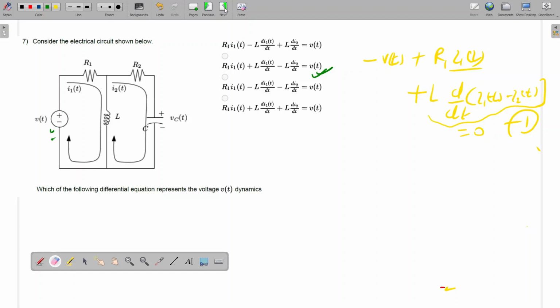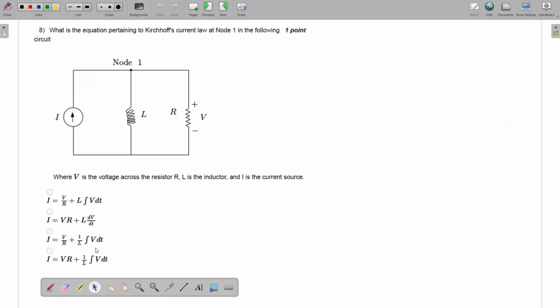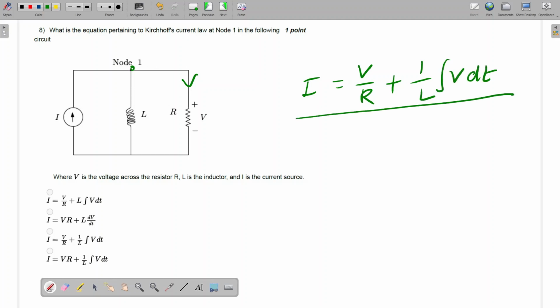Moving to the next question. This is also a simple question. Here we can apply nodal analysis. So what will the I be here? I is V by R plus 1 by L integral of V dt. This will be the correct option.